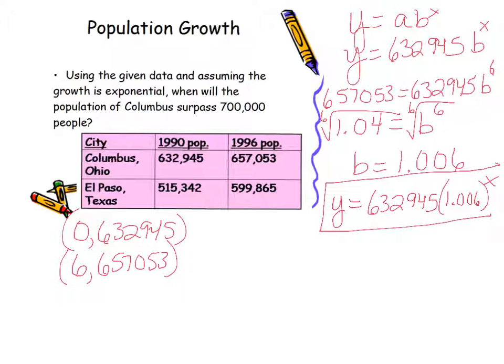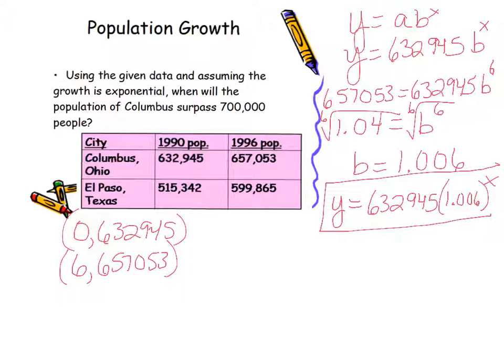Now, the next part of this, really answering the question, is: when will this population surpass 700,000 people? That's a population. That really needs to go in for y. But I would have to solve this equation, and the x that I'm solving for is up here. And I can't really x root both sides. If you'll recall from college algebra, I'll end up needing to do a logarithm.